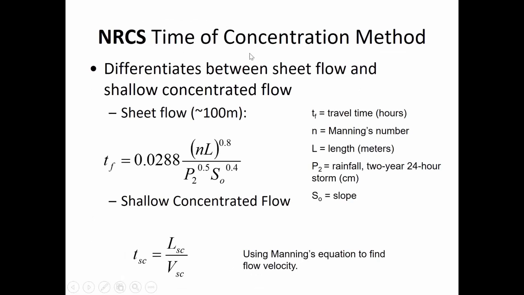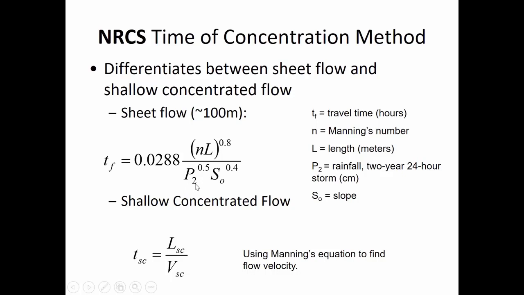The NRCS method is accounting for some of the same factors. You'll notice that, again, the length is one of the parameters, as is the roughness. But now you're not using the rainfall intensity anymore. You're using something related to it, though.